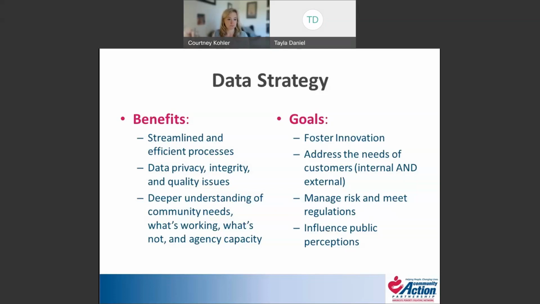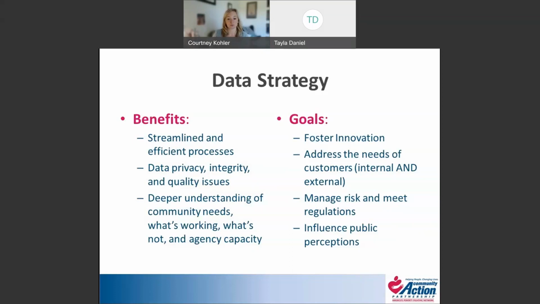and be creative. It can also address the needs of customers, which is really one of our primary goals in community action, but also thinking about both internal and external customers. So always not forgetting about our staff as internal customers, but of course, our external customers as well. And then it can also help to manage risk and better meet regulations as well. And then lastly, your data strategy can work to influence public perceptions.